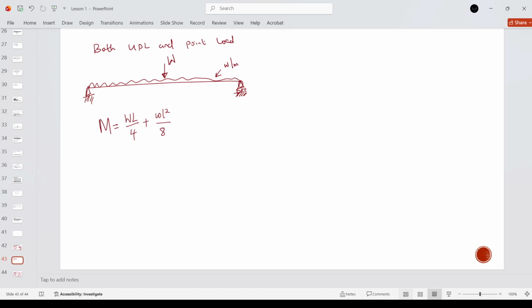Okay, let me check what is the other situation that we have. So that is a simply supported beam. I want us to now look at a fixed beam.